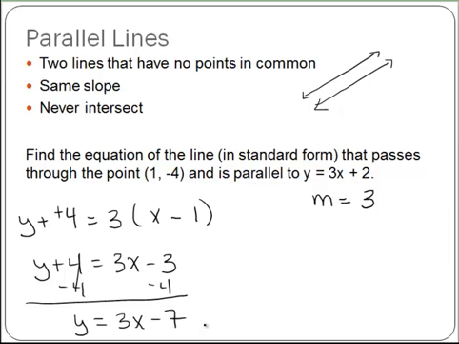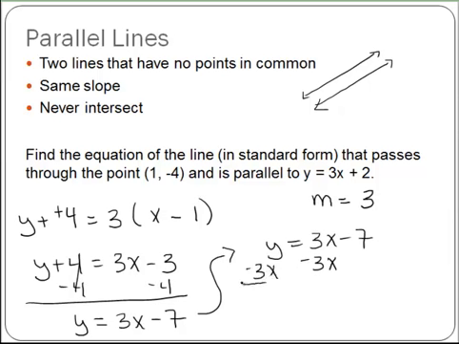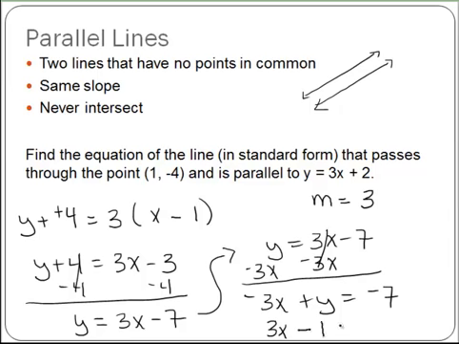That's not what we want though. We want standard form. So y equals 3x minus 7. We need to subtract 3x from both sides. That ends up being negative 3x plus y equals negative 7. Now you would think you're finished. However, for standard form, your leading coefficient, this a that's right here, needs to be positive. So we're going to get, if you multiply everything by negative 1, 3x minus y equals 7.